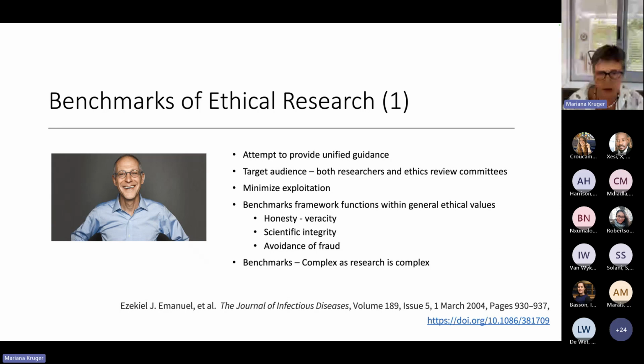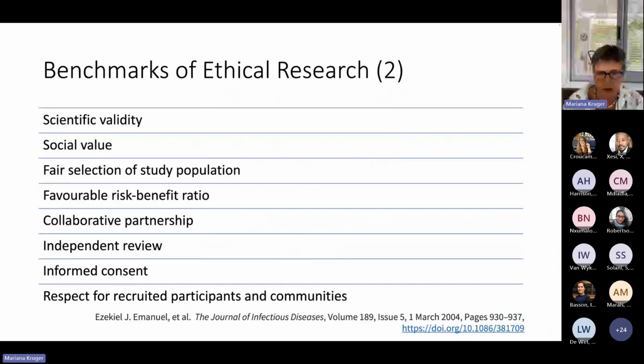Now, the benchmarks, the framework, function with general ethical values, namely, there should be honesty or veracity, there should be scientific integrity, and there should be avoidance of any fraud. It is a complex process, but we also need to acknowledge that research per se is quite a complex process. So what are these benchmarks of ethical research? It starts off with scientific validity, followed by social value, a fair selection of the study population, a favorable risk-benefit ratio, collaborative partnerships, independent review, informed consent, and respect for recruited participants and their communities.